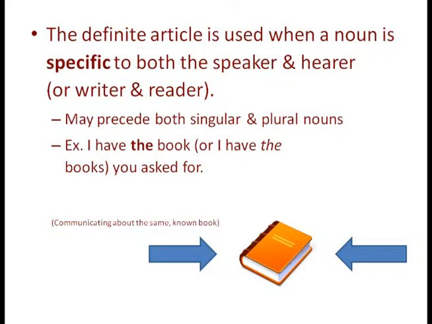The definite article is used when a noun is specific to both the speaker and the hearer, or the writer and the reader. Unlike indefinite articles, the may precede both singular and plural nouns. Consider the statement, I have the book, or I have the books you asked for. In this case, the speaker has a specific book in mind, and the hearer has asked for it. The is used because they are talking about the same book.